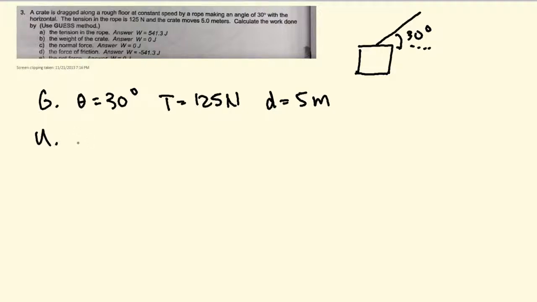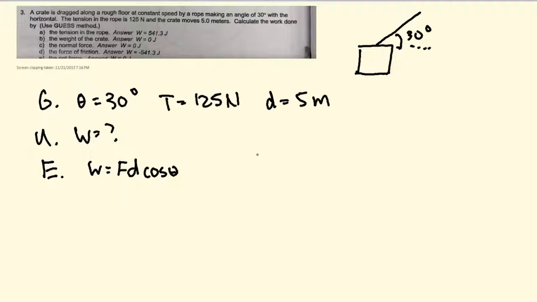They want you to find the work done of these things, and I'm not going to write those down. So for part A, they want you to find the work done by the tension in the rope. If you remember what I said before, work is equal to force times distance, but only when force is in the direction of the displacement. So let's tack on our cosine theta there.